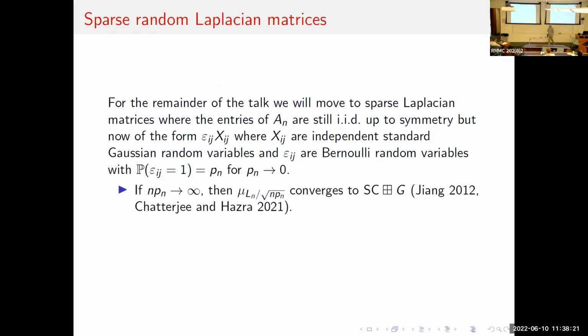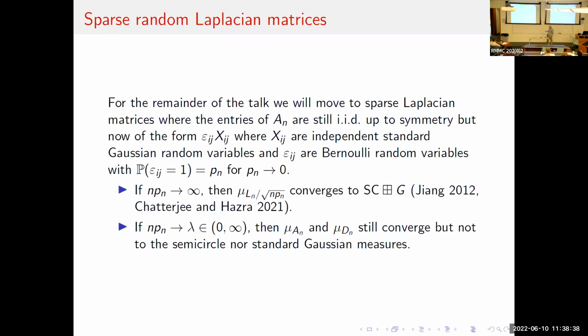Okay. So this phenomenon happens a lot in random matrix theory, where if n p is going to infinity, either at all or sufficiently quickly, like faster than some power of log like we saw earlier, then you usually just recover the non-sparse result. So we're not going to look at that case today. We're going to focus on n p going to some constant in (0, infinity). In this situation, the empirical spectral measures still converge, for A_N and D_N, but not to a semicircle nor a standard Gaussian. So it's less clear what our guess for the limiting measure of L should be.